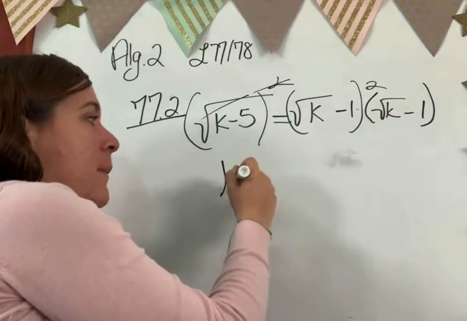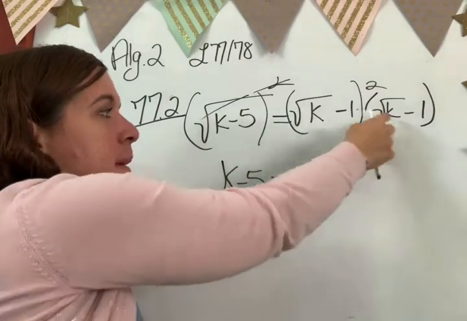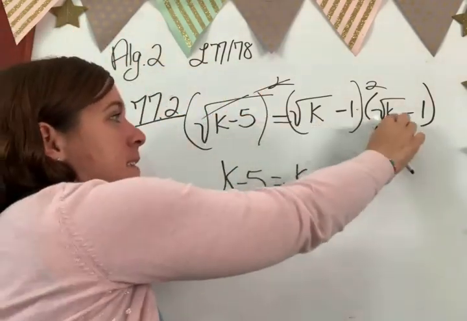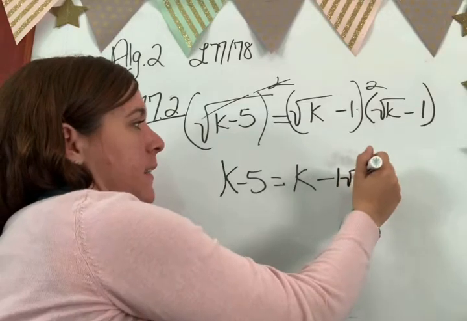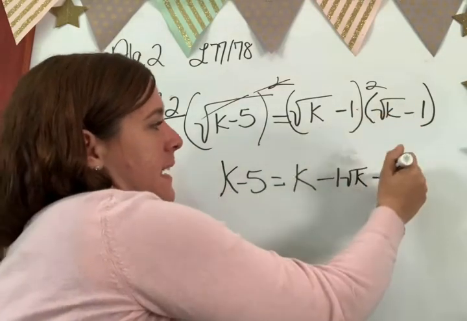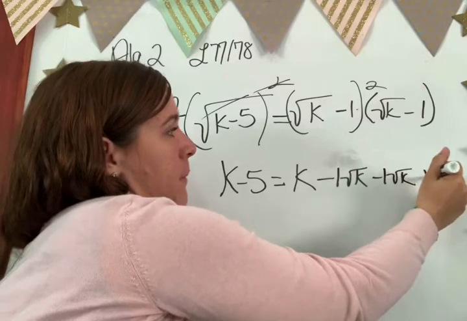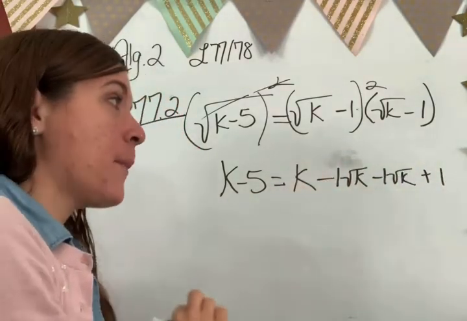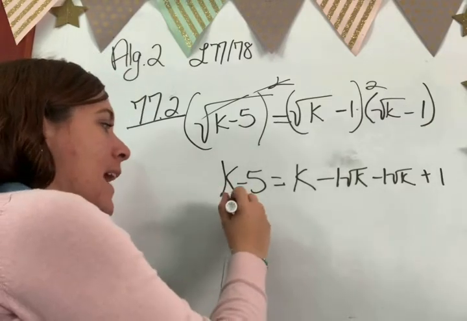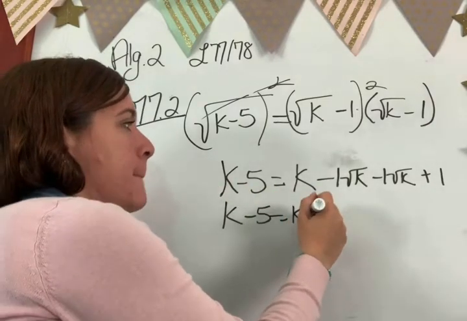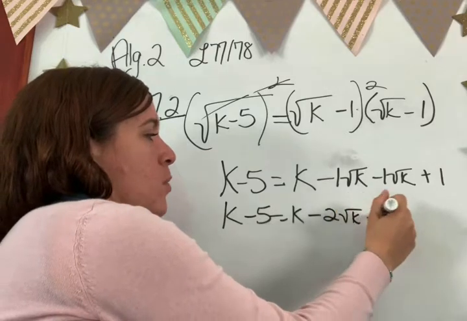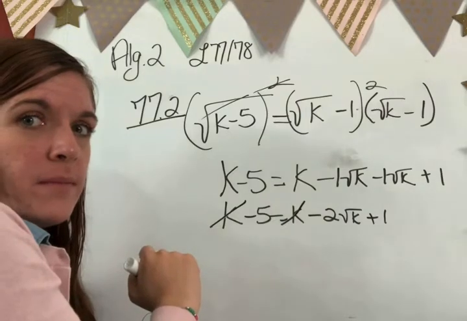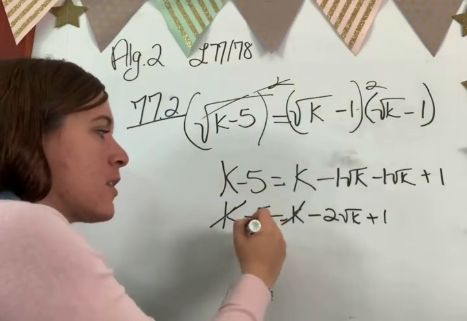So now we have k minus 5 equals, okay, this times this is k, right? Because this cancels out. But then this times this is negative 1k. This times this is negative 1 square root k, and then plus 1. Okay, so we're not quite there yet, but we are close, right? So now we have k minus 5 equals k minus 2 square root k plus 1, right? Cool thing is that this and this cancel out, right? And then you move the 1 over here, so it'll be negative 1.